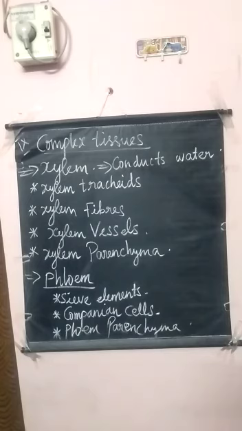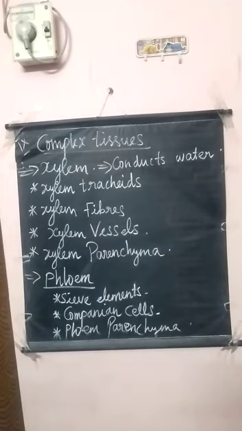These are long, cylindrical, tube like structures. These are also dead cells, that is, they do not have any protoplast. The main function of these xylem vessels is, they transport water and give mechanical strength. So all of xylem conducts water and gives mechanical support.